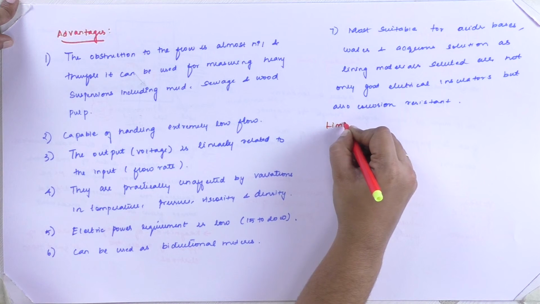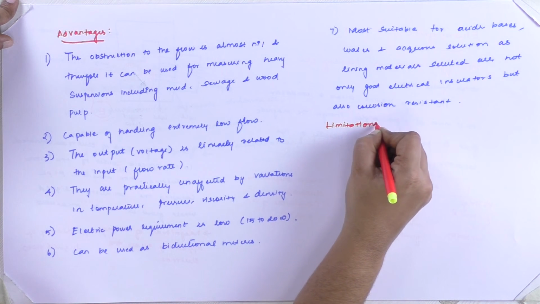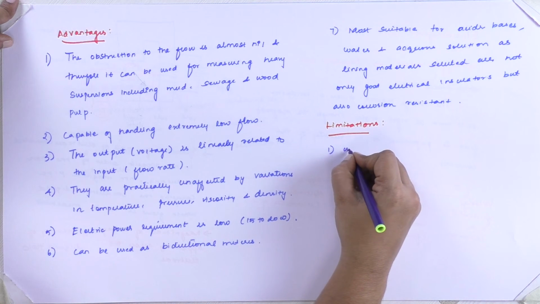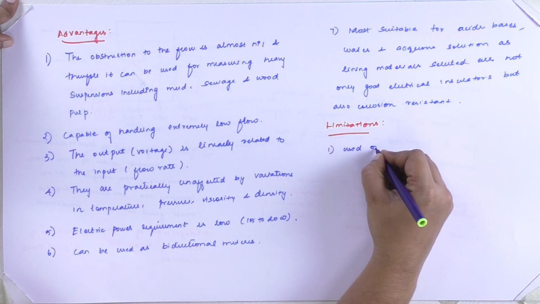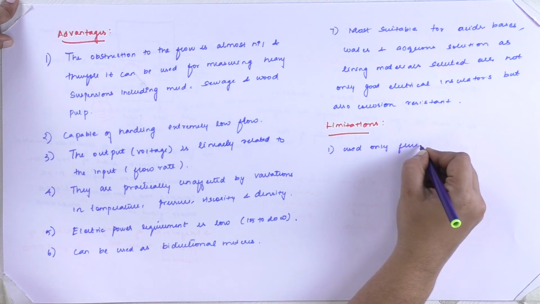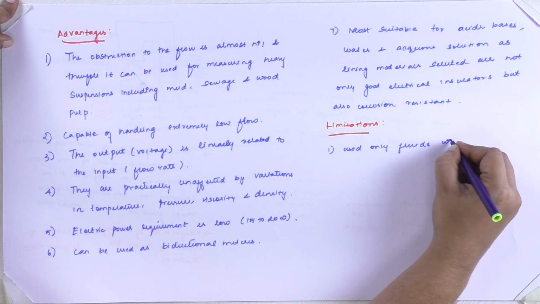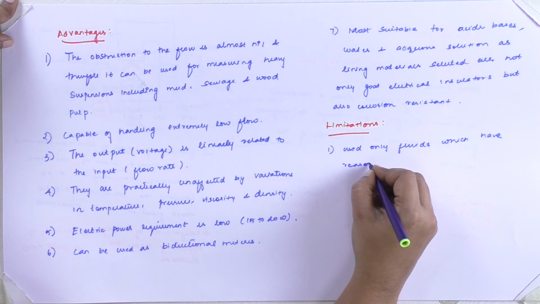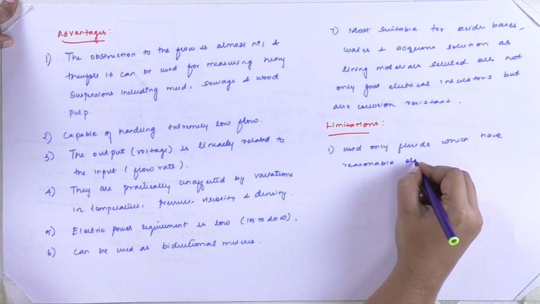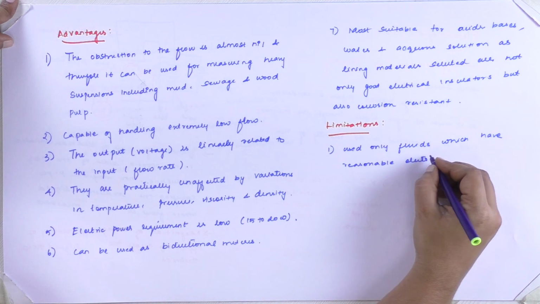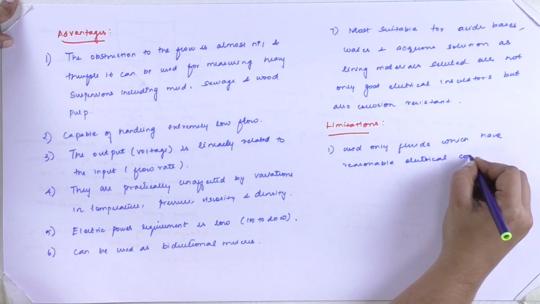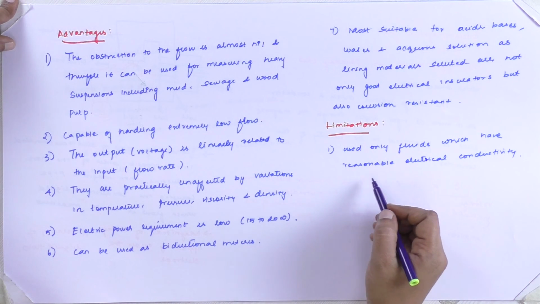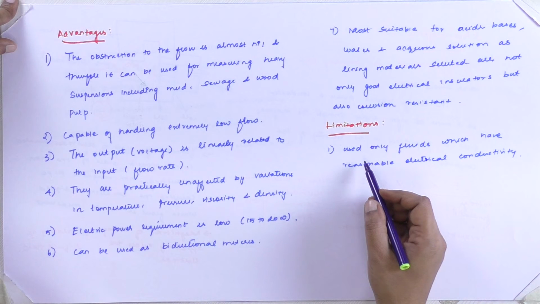Next, let us see the limitations of the flow meter. So it can be used only for fluids which have reasonable electrical conductivity. If the fluid has reasonable electrical conductivity, it can be used.